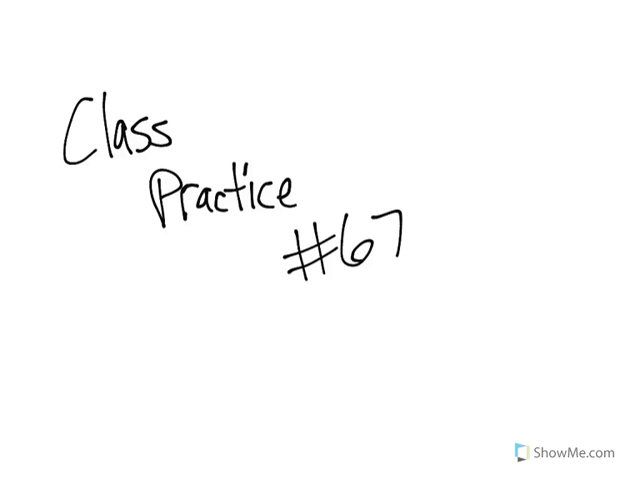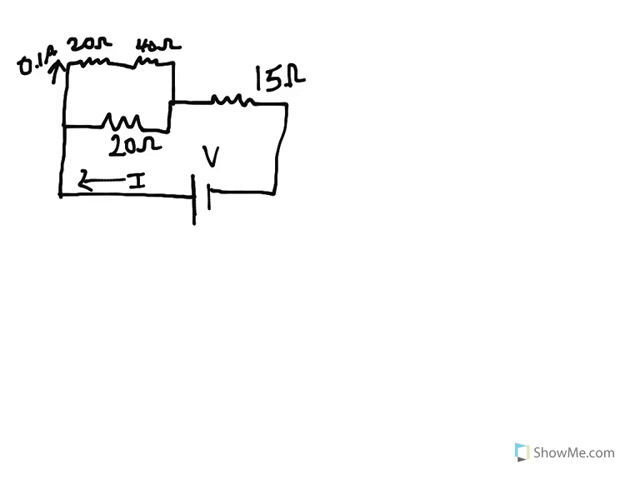Now time for the final practice problem, number 67. So given this circuit, I'm asked to calculate total current and total voltage. Now at first glance it doesn't seem like I can do much with this, but let's figure out what we do have. Now the only real information I have to solve for anything is this part of the parallel circuit right here.